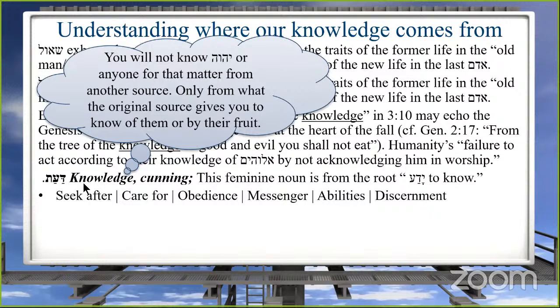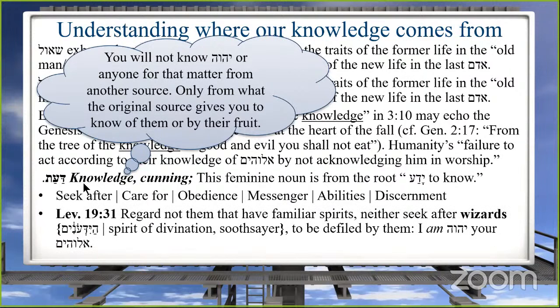All right, care for. That means you care for what he says, what he tells you to do. Then you have to be obedient, and then you become his messenger. And next, he starts giving you abilities. He gives you skills and things like that. And then after that, with those skills, you need some discernment. They didn't have the discernment of the tree of knowledge of good and evil, let alone of Yah. So the adversary figured he would just tell them what that is.